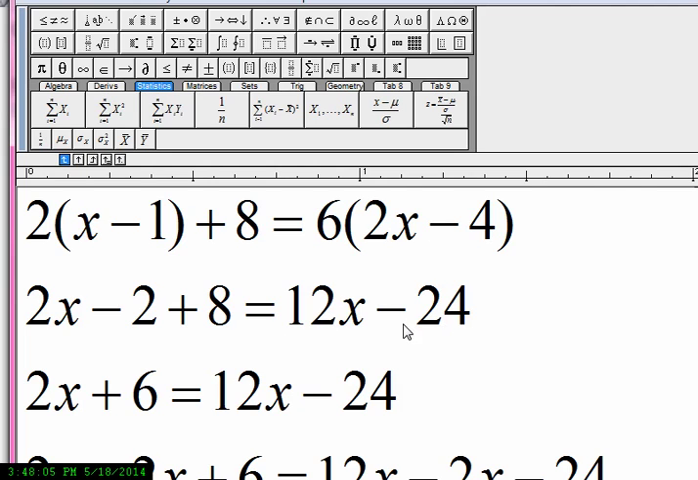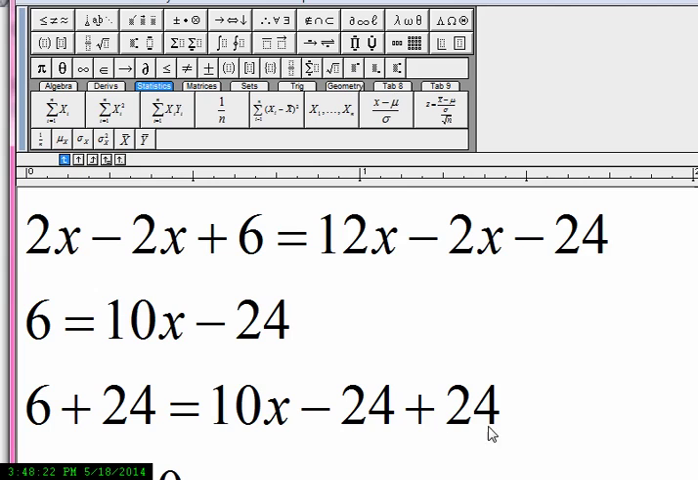And then combining like terms, we took the negative 2 plus the 8 and got 6. And now that we have the variable on both sides, what I'm going to do is subtract the smaller one, which is 2x. So I subtract 2x from both sides. And when I subtract 2x from both sides, the 2x cancels, and that leaves us with 6 equal to 12x minus 2x equal to 24. And then that's 12x minus 2x is 10x.